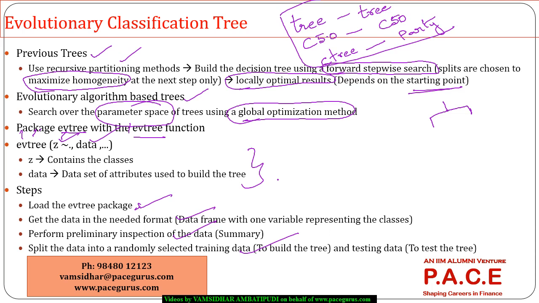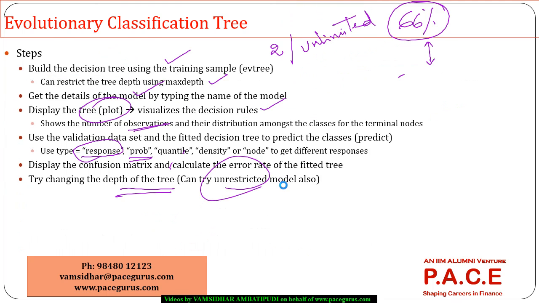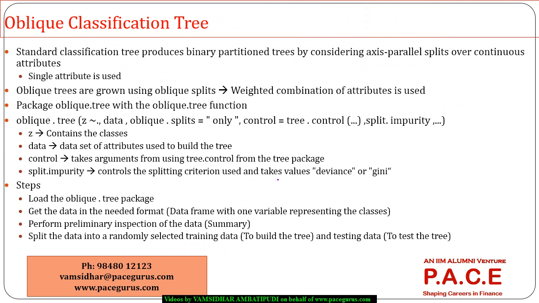Alright, now let's move towards one more important classification tree algorithm, which is otherwise called the oblique classification tree. So till now, the 4 algorithms that we have considered, they all used axis parallel split.